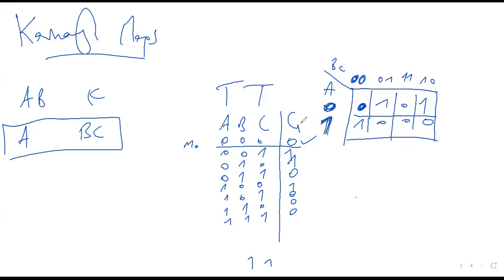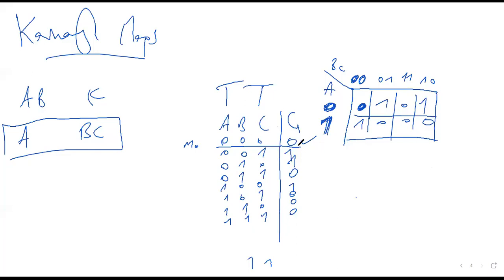A is one variable with 0, 1. Then BC is arranged in this manner: 0, 0, 0, 1, 1, 1, 1, 0. It does not change. 0, 0, 0, 1, 1, 1, 1, 0. It does not change. Just a minute.